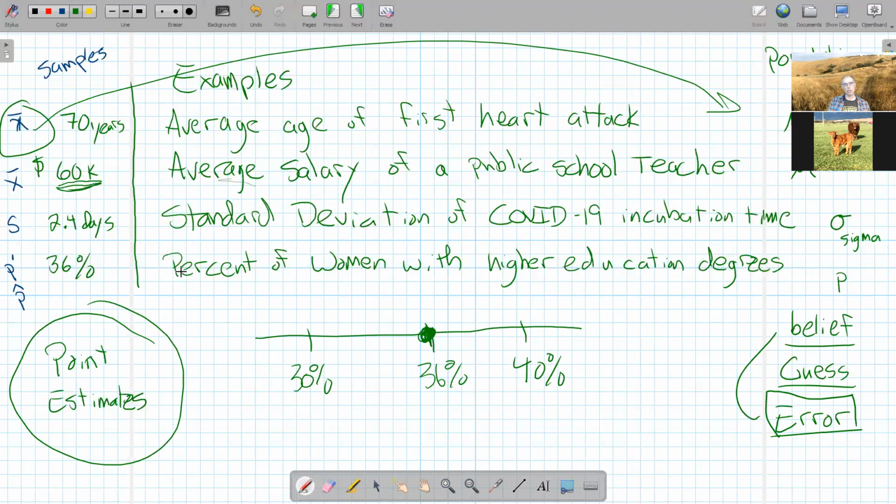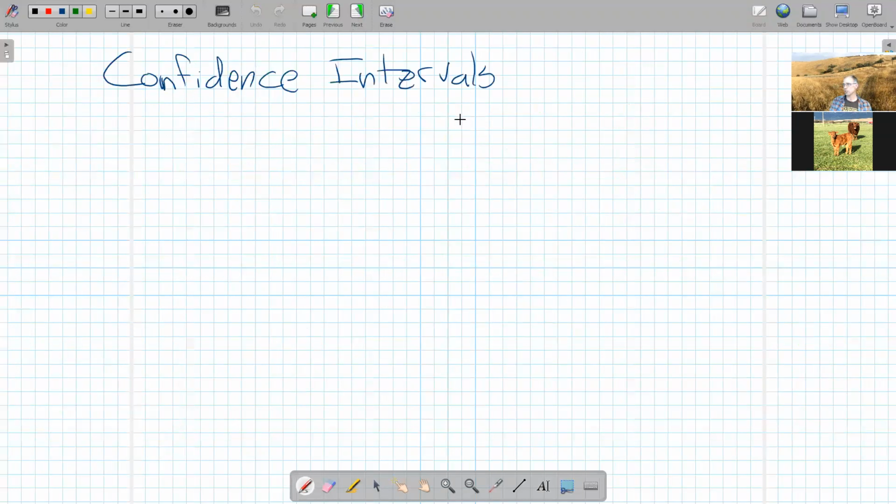Is the population going to be exactly the same as what our sample came up with? And the answer is, for the most part, no. So instead of saying, hey, we believe it's 36, we say it's somewhere between 30 and 42 maybe. So instead of point estimates, we say it's somewhere in this window. Those are called interval estimates, and that's where confidence intervals come in.